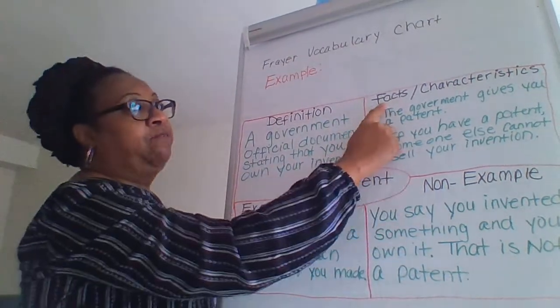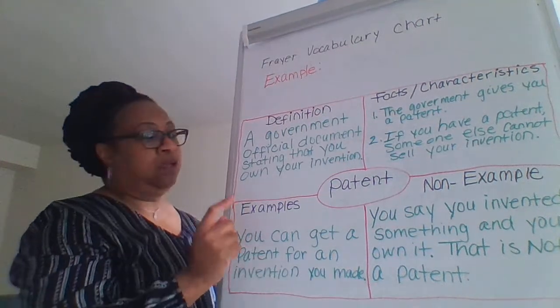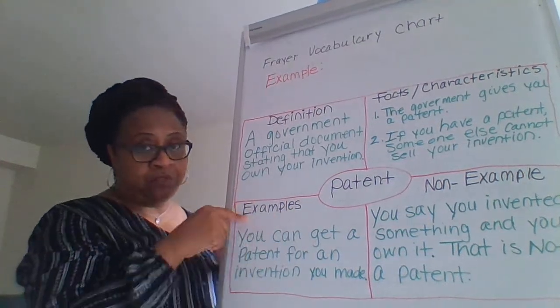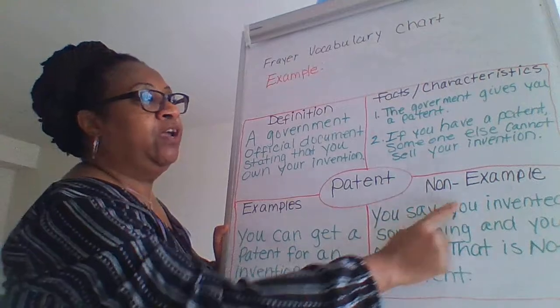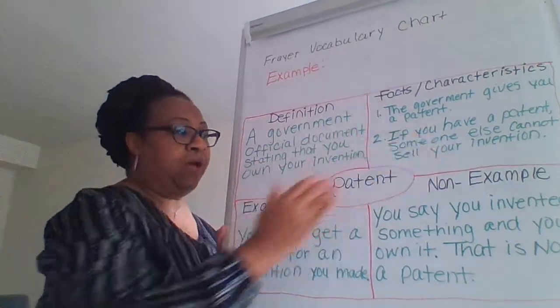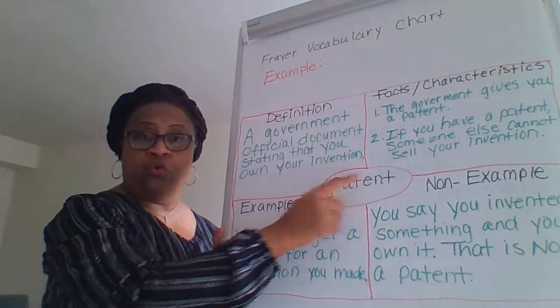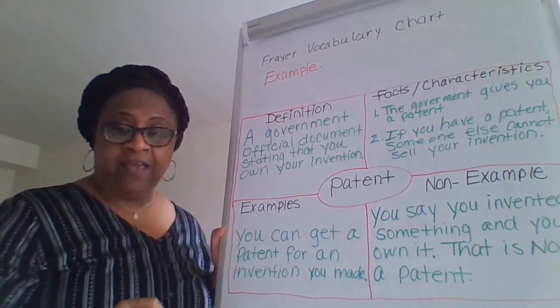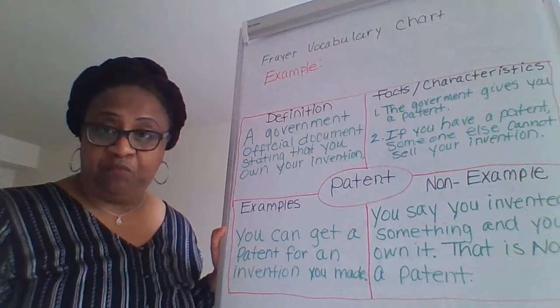Then you have facts and characteristics. And over here, you'll have an examples box. And then over here, you will have a non-example box. So you will have four boxes for each word. And each box asks for a different piece of information.